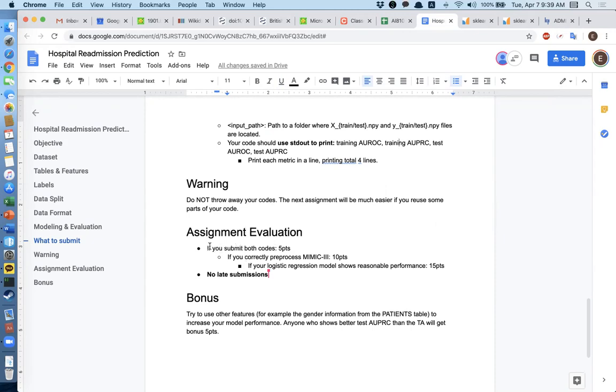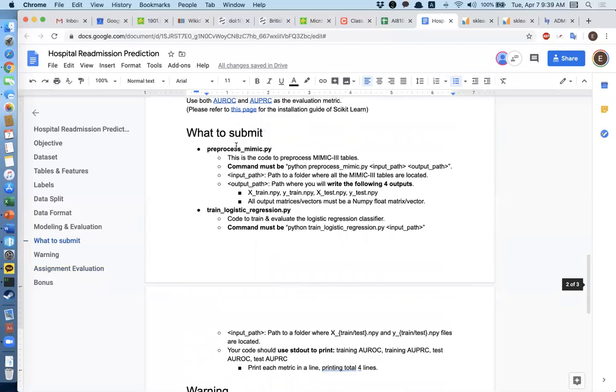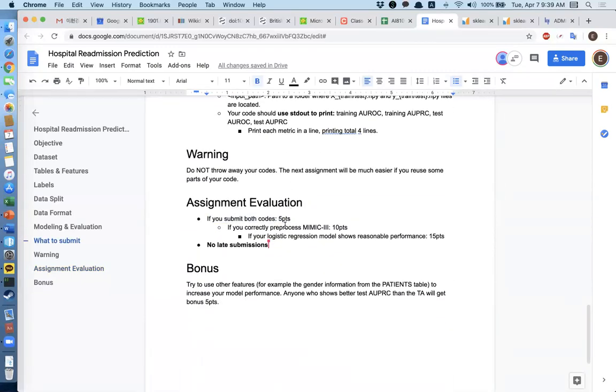The score will be as follows. If you submit both codes, meaning this and this, you get 5 points. But please don't submit blank files. If you correctly pre-process MIMIC-3, the TA will come up with a way to evaluate whether you've properly pre-processed it. If you did, 10 points. And if your logistic regression model shows reasonable performance, if you've properly trained it, 15 points, which is the full, perfect score. No late submission. Please don't waste your TA's time. And there's a slight bonus.